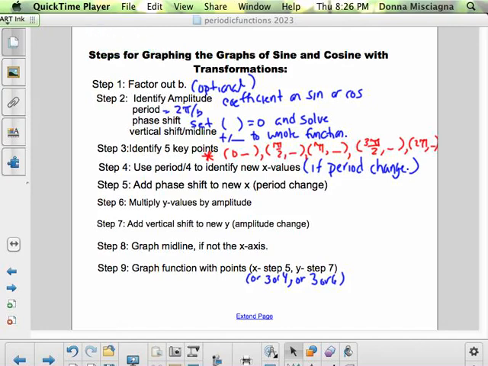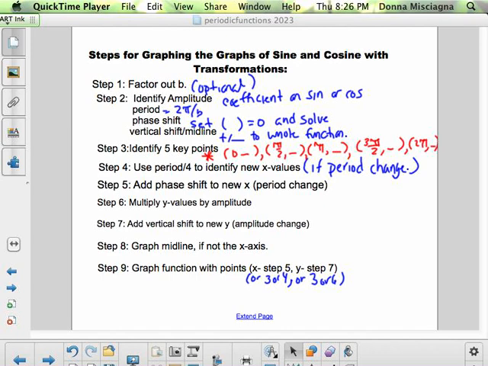Welcome. So now we're going to be graphing the graphs of sine and cosine with transformations, which means we're going to have phase shifts and vertical shifts. All right, step one. By the way, this is all in your notes, and everything except for the little starred part is already written down, including my handwriting.